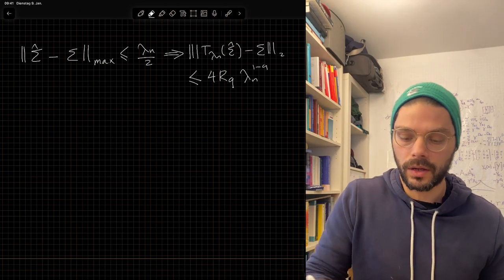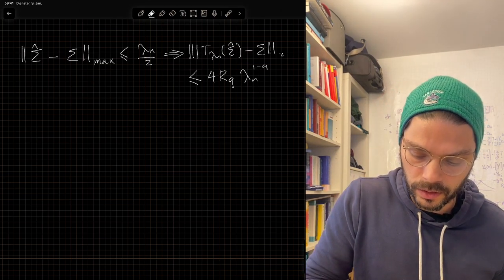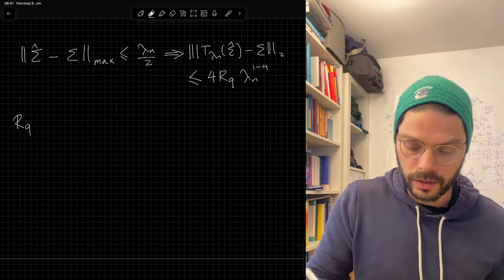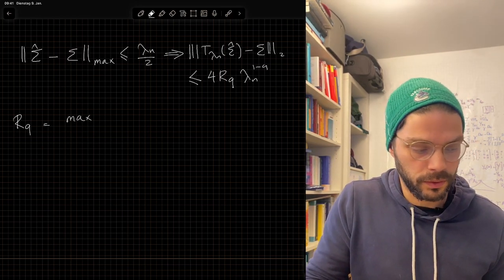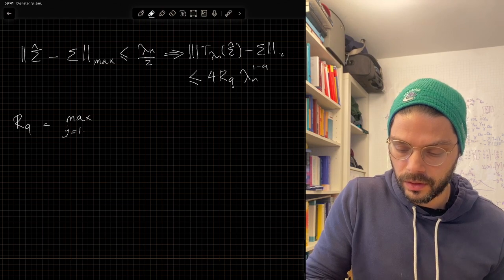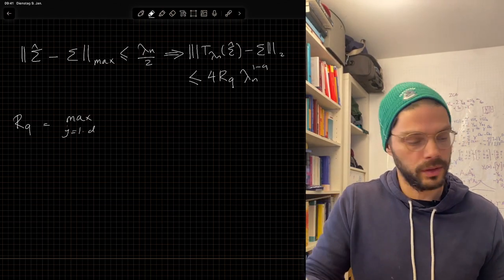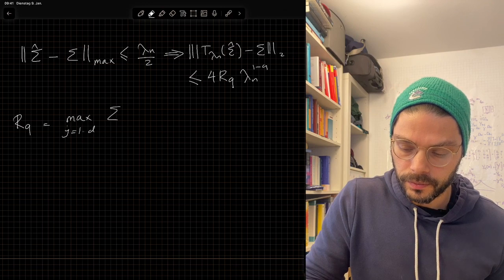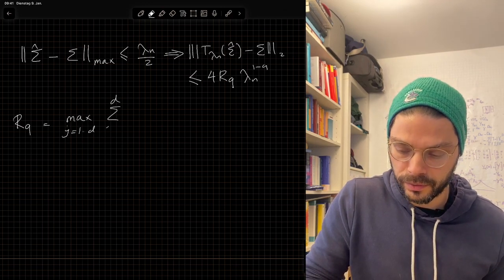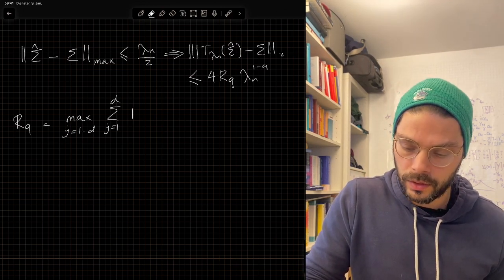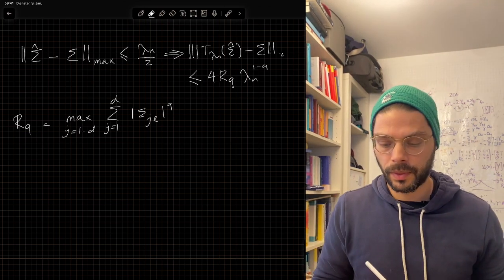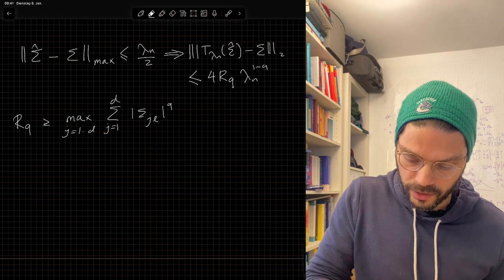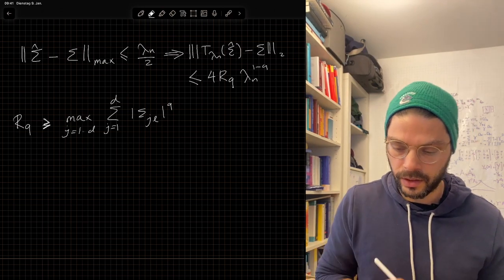So now what is RQ? RQ is defined as the maximum over the rows, and we have d rows in this matrix, of the sum over l of sigma JL to the Q. So it's actually greater than or equal to this. It's some number that's greater than or equal to this.